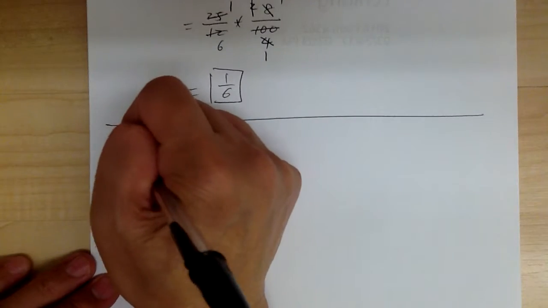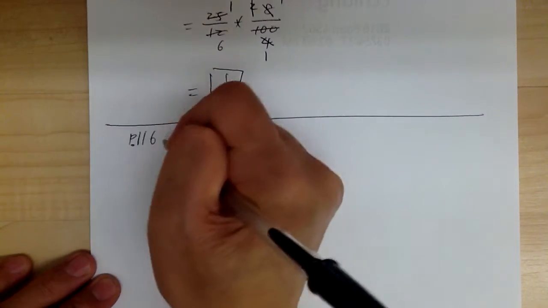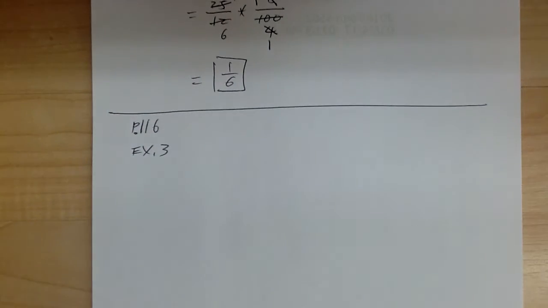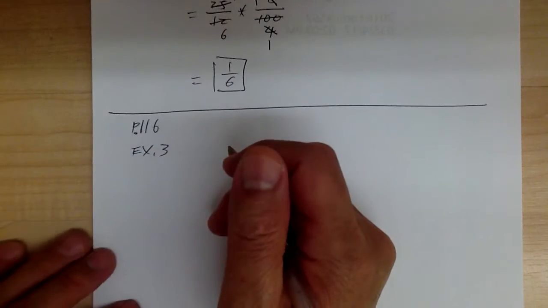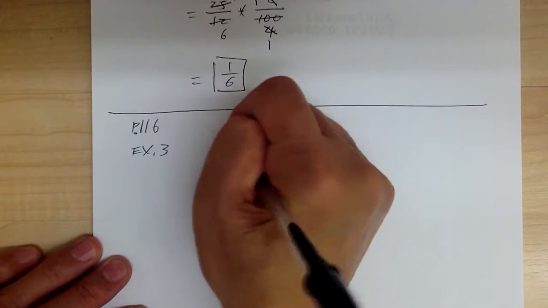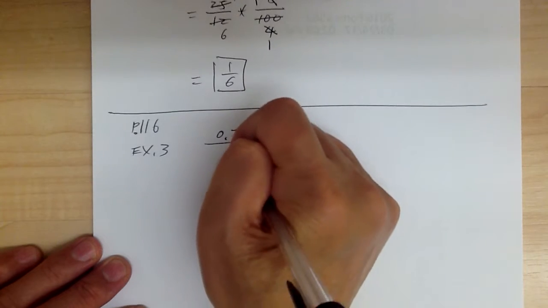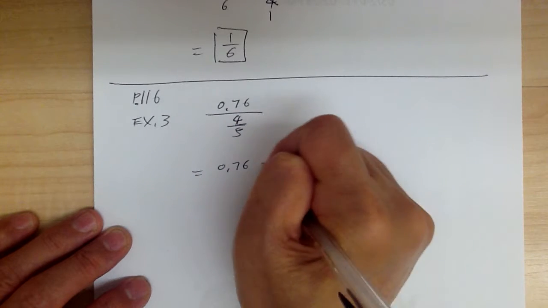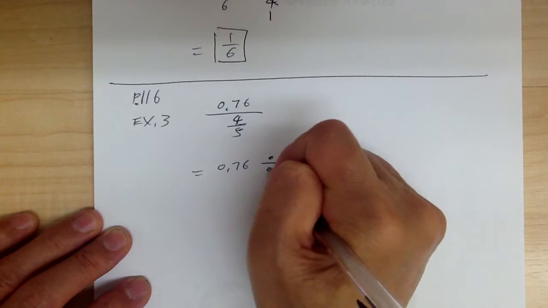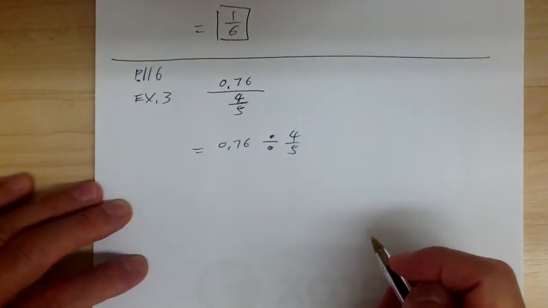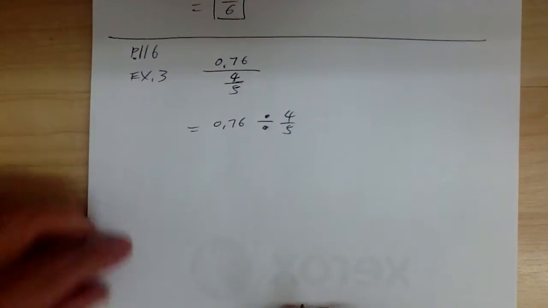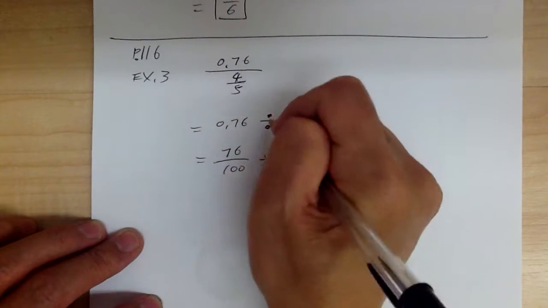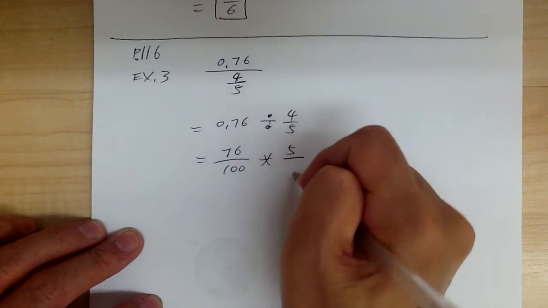Okay, let's go to page 116, and let's do example 3. Example 3, you have 0.76 divided by 4 over 5. So this is equal to 0.76 divided by 4 over 5, right? That's what this long line means. And I think this kind of problem, it's easier if you use fractions. So this is equal to 76 over 100.